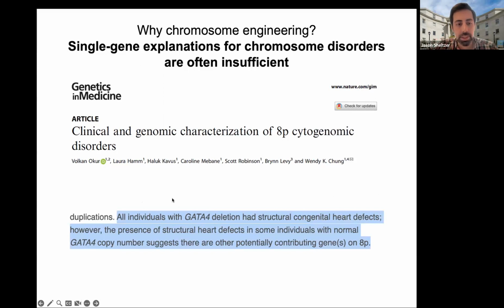However, what this study revealed is that there were structural heart defects in some individuals whose 8p rearrangements did not affect GATA4. And so this suggested that we couldn't learn everything there is about the congenital heart defects in individuals with 8p rearrangements just by looking at this GATA4 gene. So single gene explanations are unlikely to fully account for heart defects in individuals with 8p rearrangements, and maybe we should take a whole chromosome view of chromosome 8 instead to think about this condition.